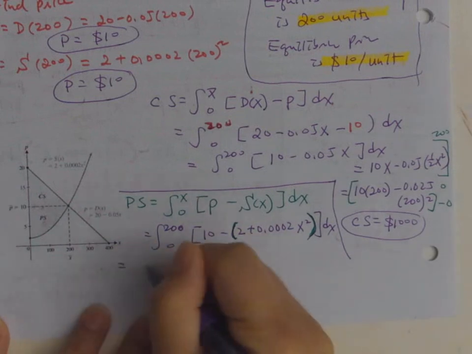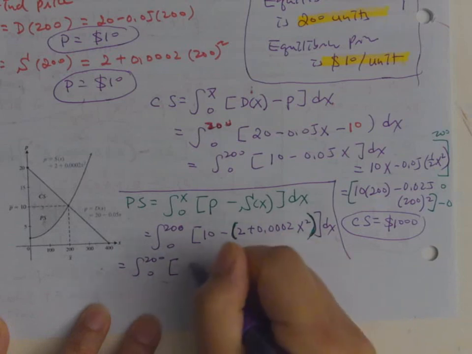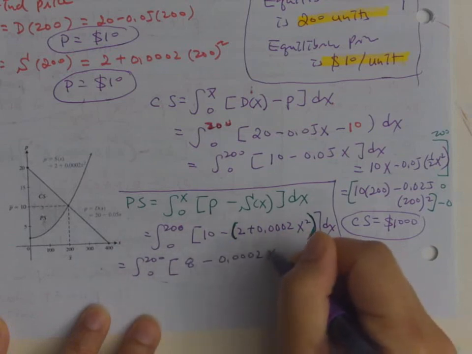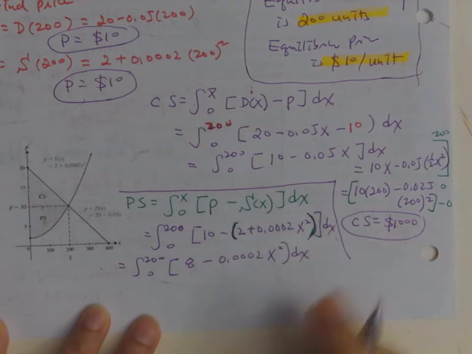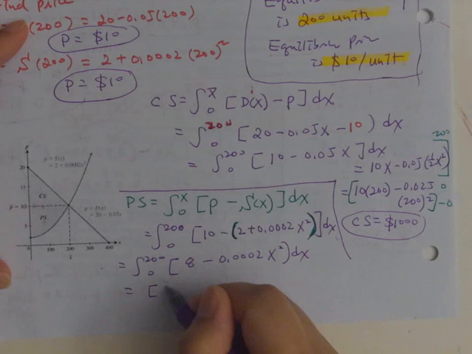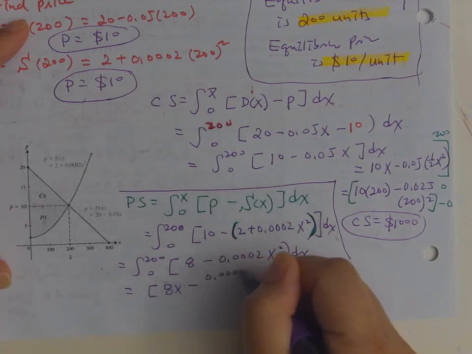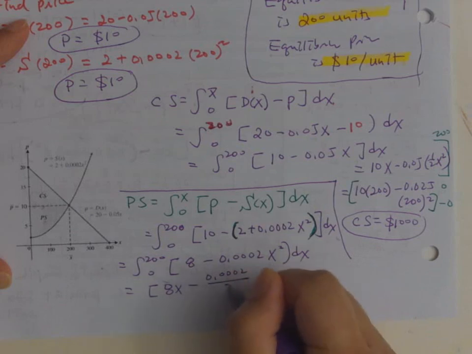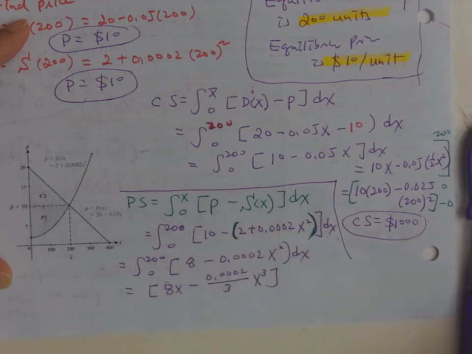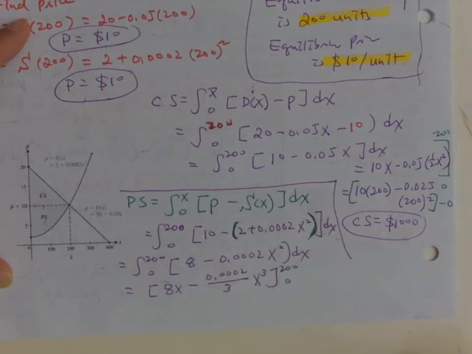So we have 200 and 0. 10 minus 2 is 8, subtracting 0.0002x squared dx. So we're ready to take the integral. We are going to have 8x minus 0.0002, which brings down the 3 as the denominator, and then x raised to the third power. Plug in 200 as my upper limit and 0 as the lower limit.